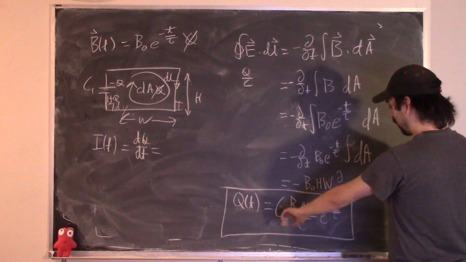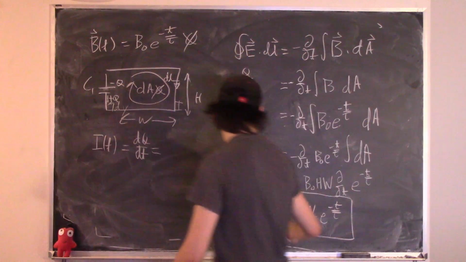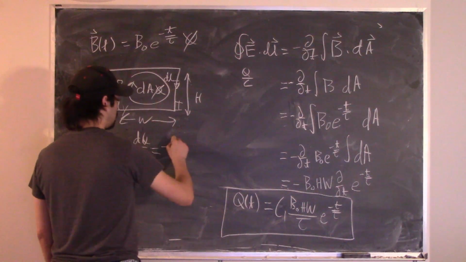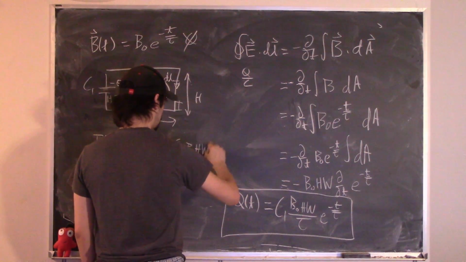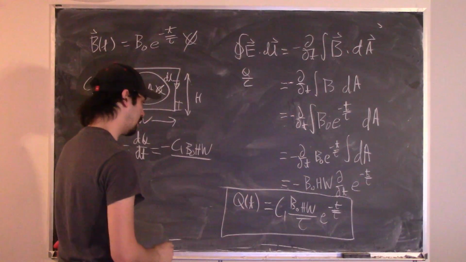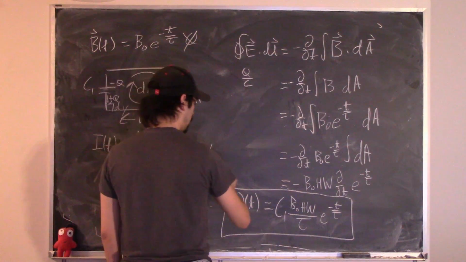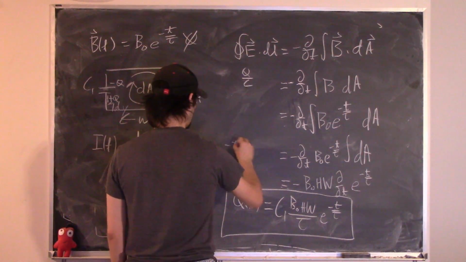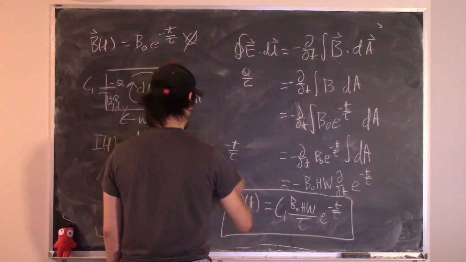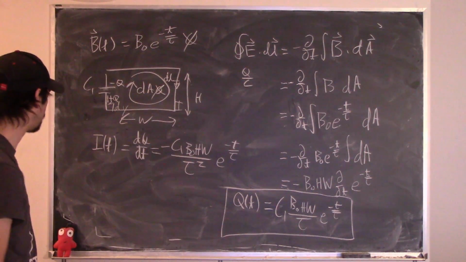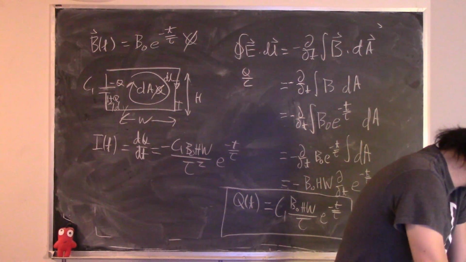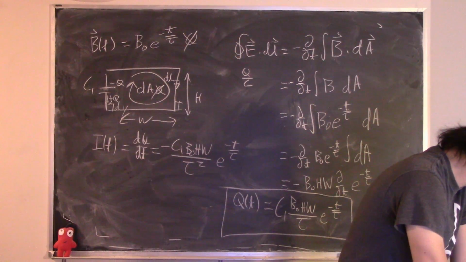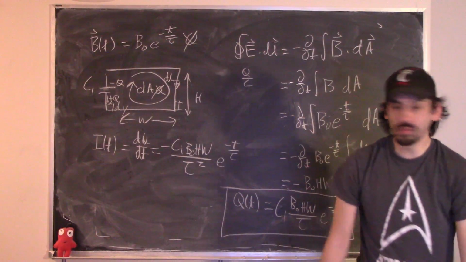And so when I take this time derivative, I'm going to get a negative 1 over tau. So that's going to give me tau squared in the denominator. And so this is going to be minus C1 B0 H W divided by tau squared e to the minus t divided by tau. And then that's it. Okay. So that's my current. The last thing that I want to do is find what the force is on each side of the rectangle.